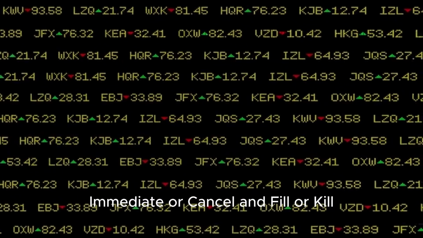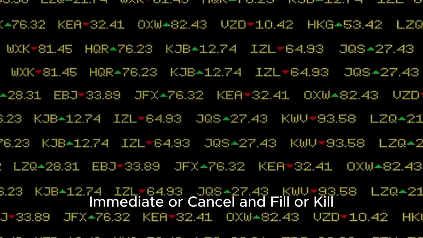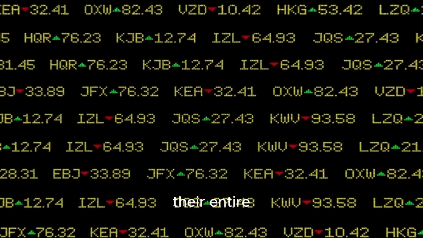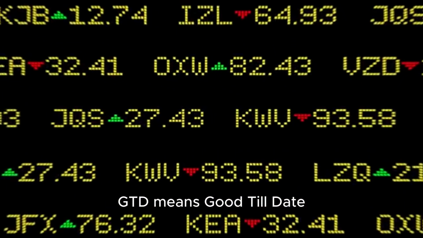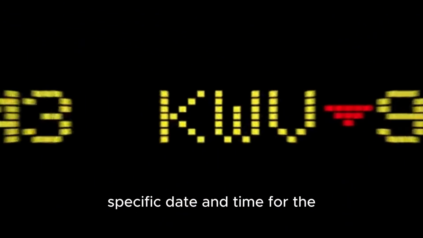IOC and FOK mean immediate or cancel, and fill or kill, which are for traders who need their entire order filled instantly or not at all. GTD means good till date, where you can set a specific date and time for the order to expire.